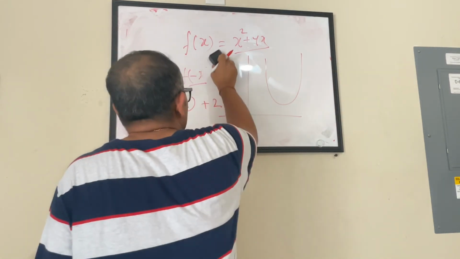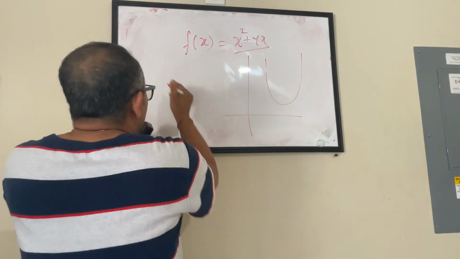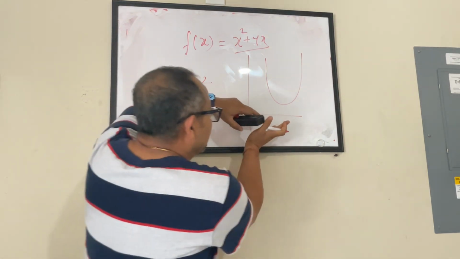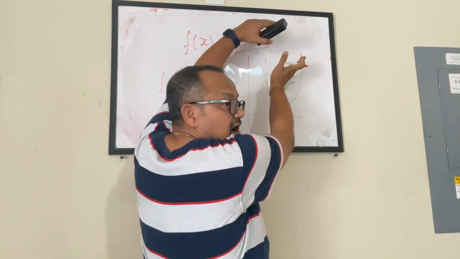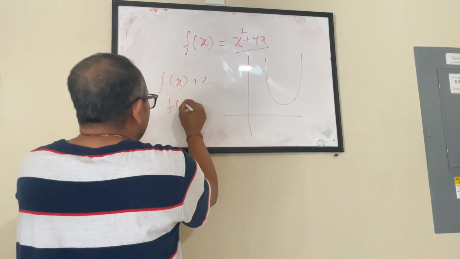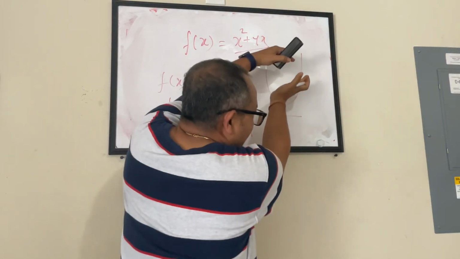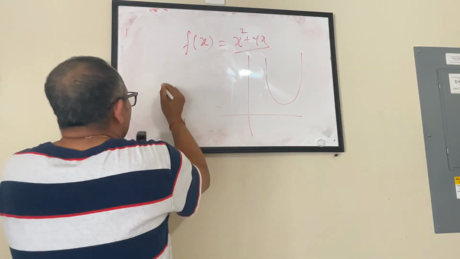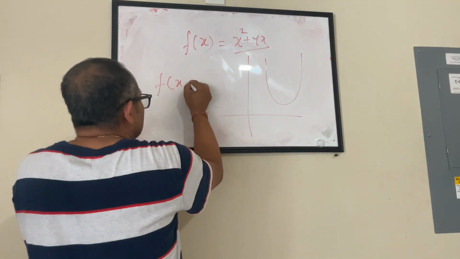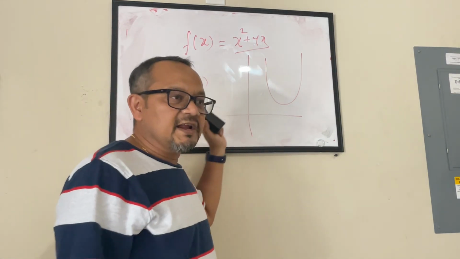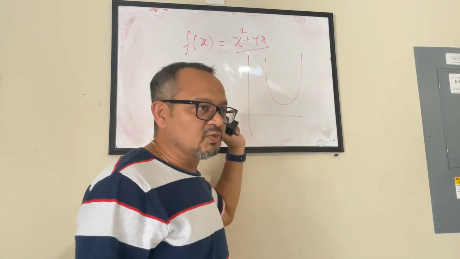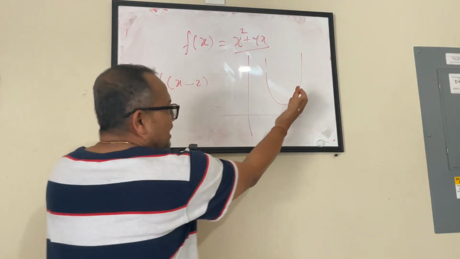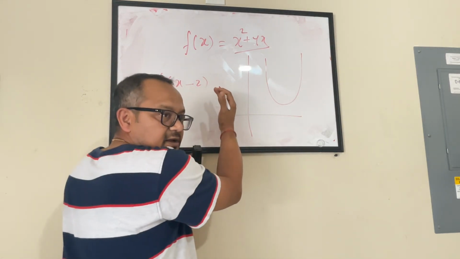Now, if I say function of x plus 2, what happens? It shifts my parabola by 2 points upward. If I say function of x minus 2, it moves my parabola by 2 points down. If I say function of x plus 2, what happens? It moves to the left. Plus 2 moves it to the left, to the right. And if I say function of x minus 2, it moves it by 2 points to the right. Yeah?